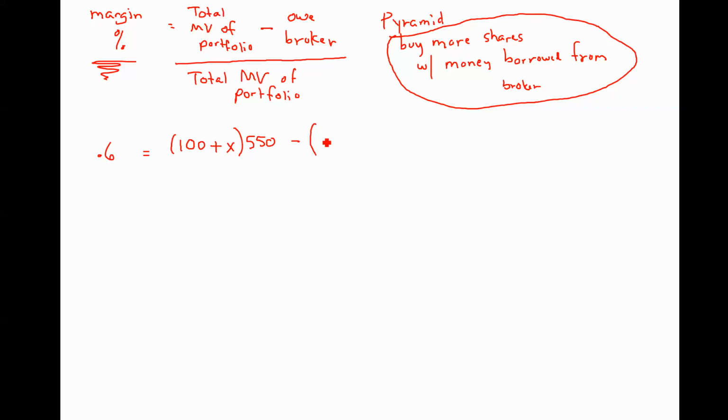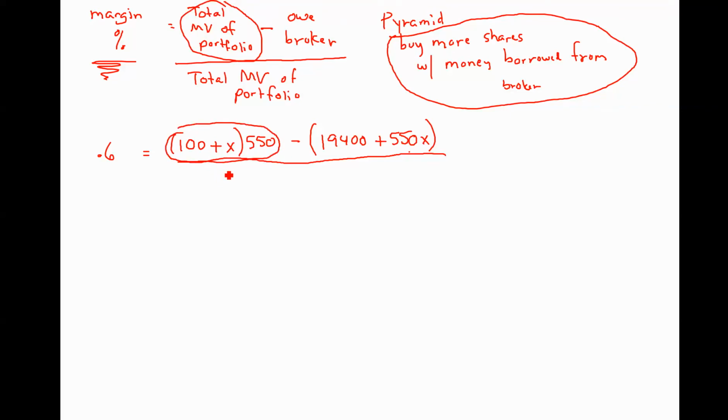Subtract what I owe my broker. Well, initially I owed them $19,400, but I'm going to owe them some more in a bit: all of the purchase price of the new shares of Apple that I buy, which will cost $550 a share times X shares. My denominator is just this portion of the numerator, so this bit right here: 100 plus X times 550. So practice your algebra if you don't remember it, but 550 times 100 is 55,000, times 0.6 is 33,000.